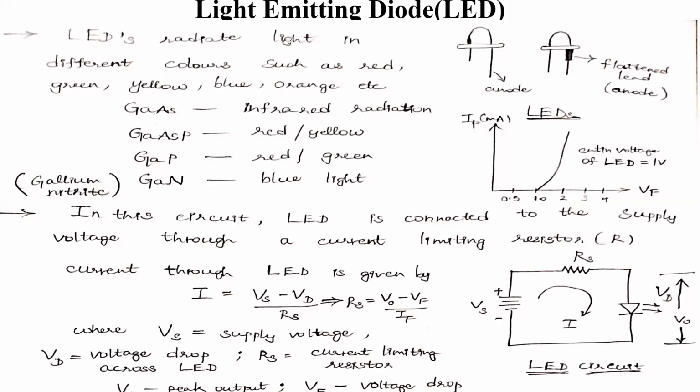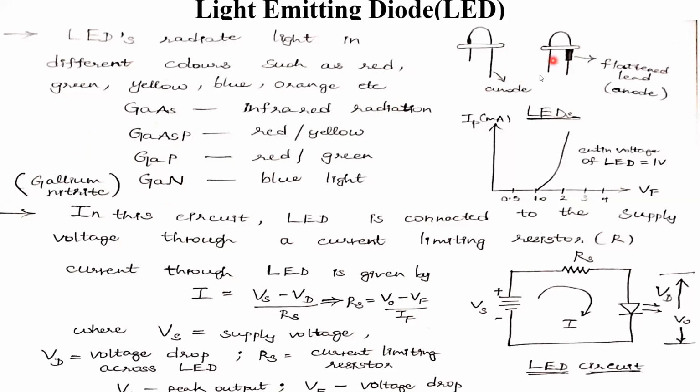Gallium arsenide is going to give infrared radiation here. Gallium arsenide phosphide will give red or yellow, or red or green. Gallium nitride will give blue light here. These are the different illuminating light colors we acquire by using this type of direct band gap semiconductor material.